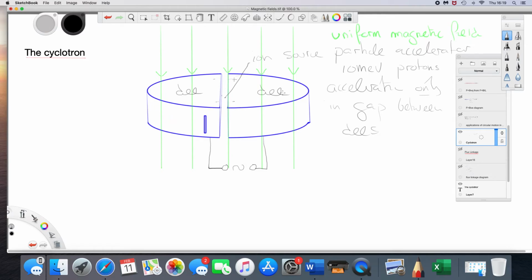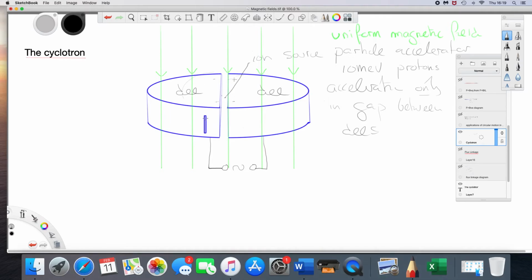Eventually, the radius of the circle, of course, will increase as the particle travels faster, and the accelerated particles will come out of the D. There'll be a chute here. I wasn't able to draw the chute terribly well, but there'll be a chute here where the charged particles eventually will come out. Now these things are really very small.